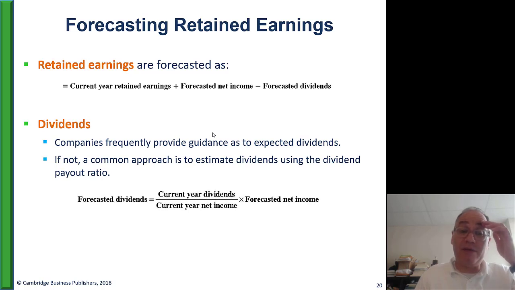What you might want to assume is that dividends are going to increase at the same rate as income. So if you're forecasting that income is going to increase by 10%, which you did on your income statement, then you would expect that dividends is also going to increase by 10%. Of course, if you have other information, then you can use that other information. You've got to read the management's discussion and analysis very carefully in order to do this.